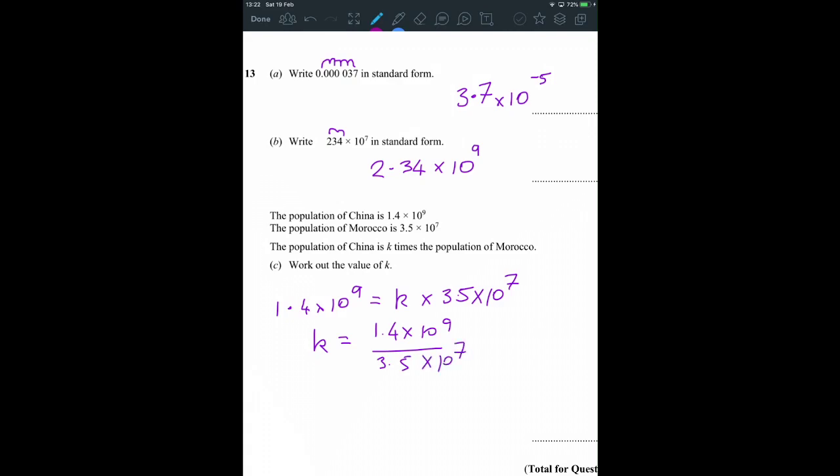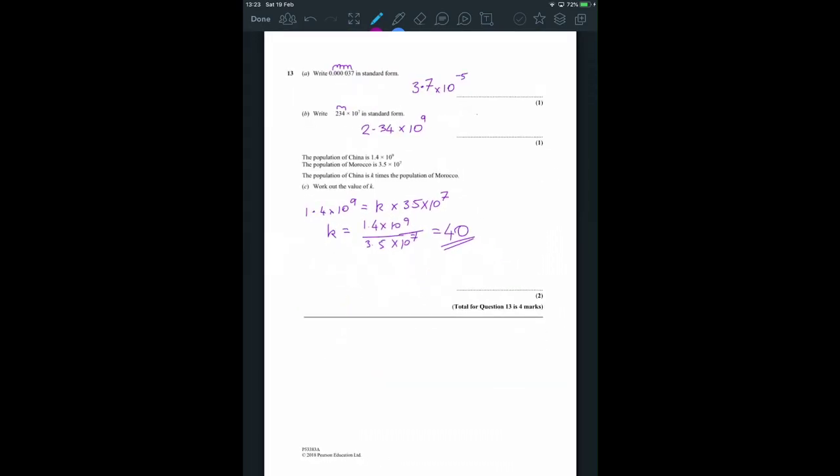Again, typing that into my calculator. You can use, and you should use, the times 10 to the power button, which makes it a lot quicker to type these kind of things in. Typing that in gives you an answer nicely as 40, which does seem reasonable. The powers were different by 2, so something in the 10 to 100 region would make a lot of sense.